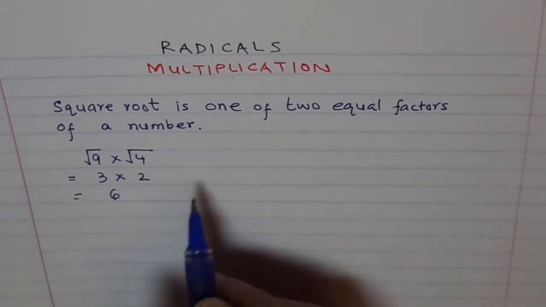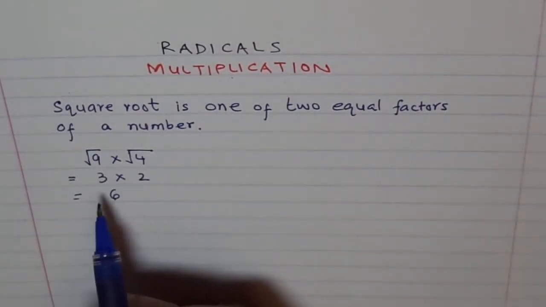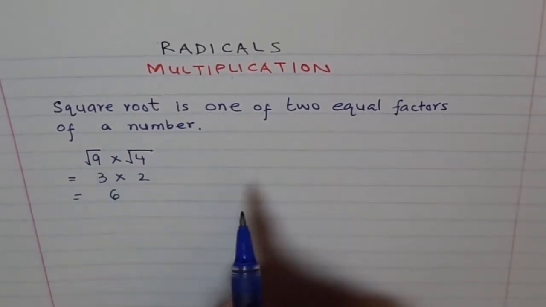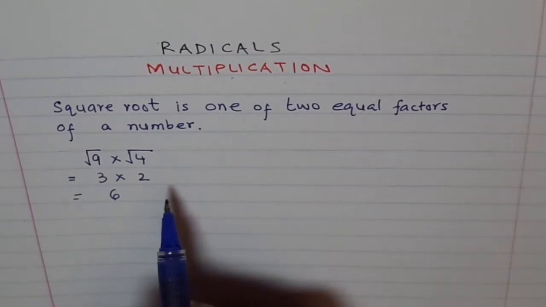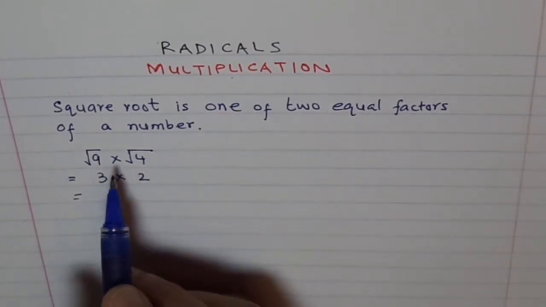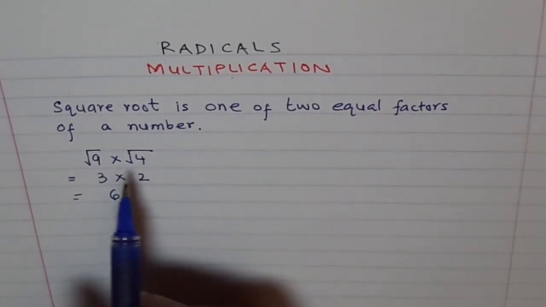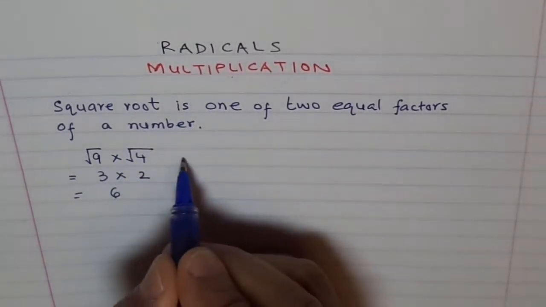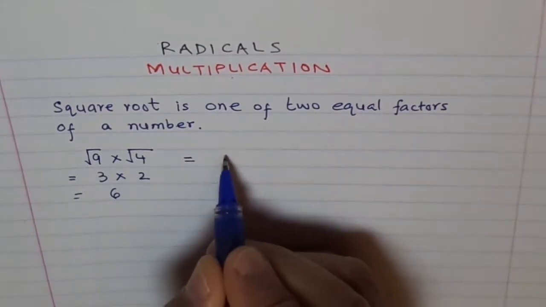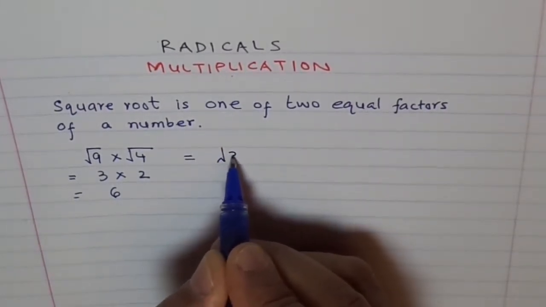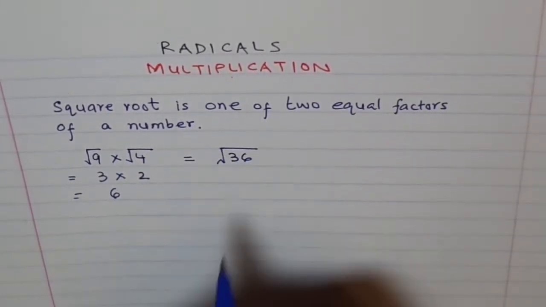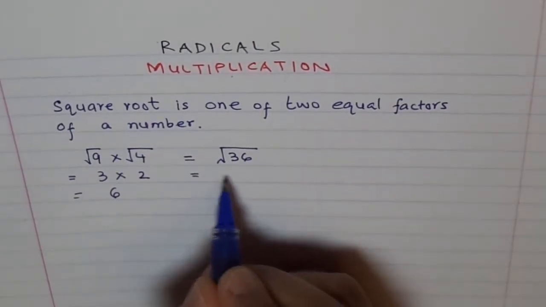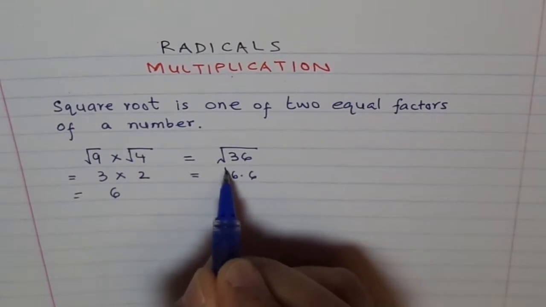When we multiply radicals, we may not always have a perfect square, and so we may have to do many other manipulations. But this will help us to understand the process. When you multiply radicals, this could be written as 9 times 4, or 36, within the radical. 9 times 4 is 36. Now, what is 36 equal to? 36 equals 6 times 6, right?